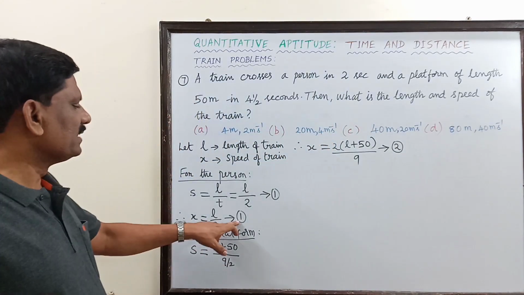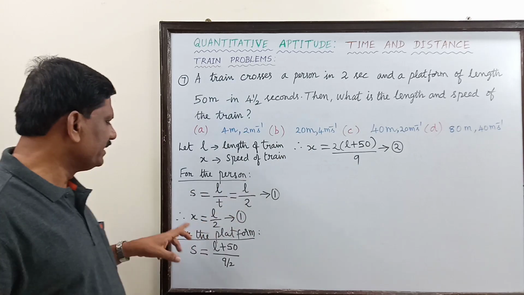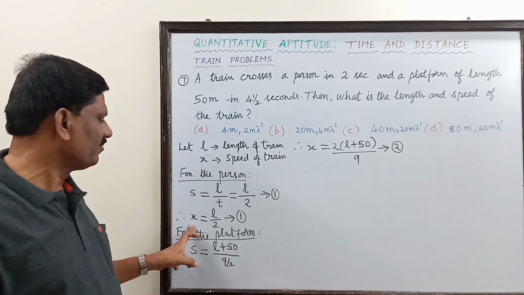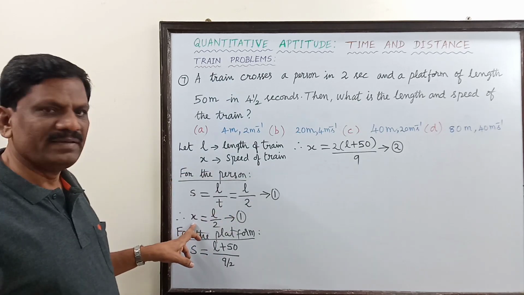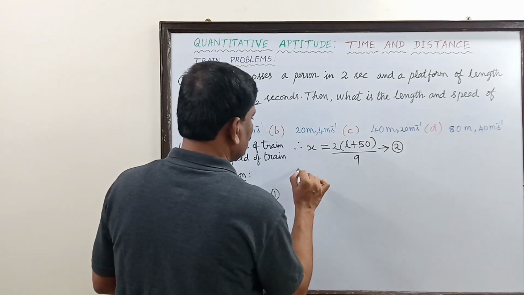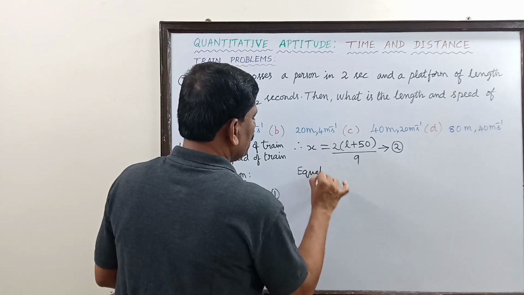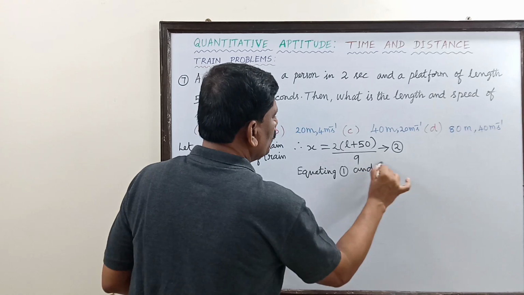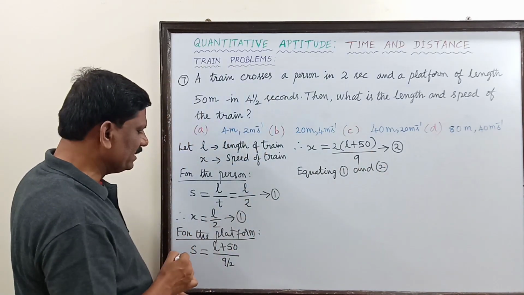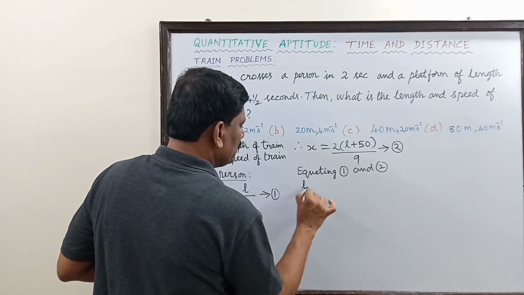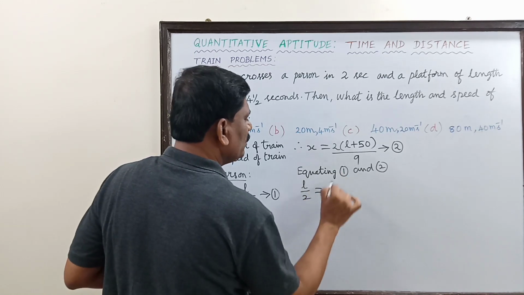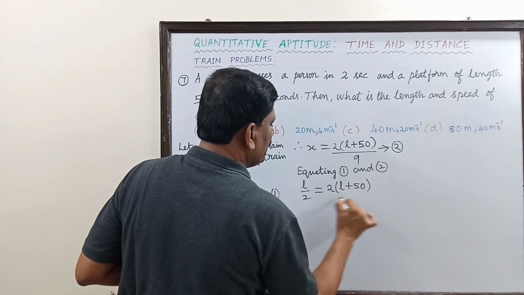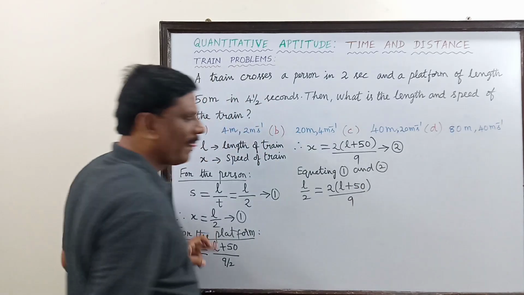Now in both equations 1 and 2, the left hand side is equal to the speed of the train. The same train is crossing the person as well as the platform. Therefore x should be the same. So I am going to equate equations 1 and 2. The right hand sides can be equated. So L by 2 must be equal to 2 into (L plus 50) divided by 9.